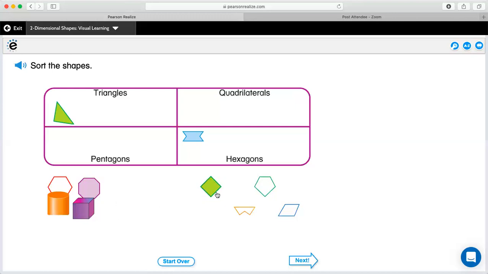1, 2, 3, 4. This is a quadrilateral. Quad means 4. 1, 2, 3, 4, 5. Penta means 5. 1, 2, 3, 4, 5. Penta means 5. 1, 2, 3, 4. Quad means 4.